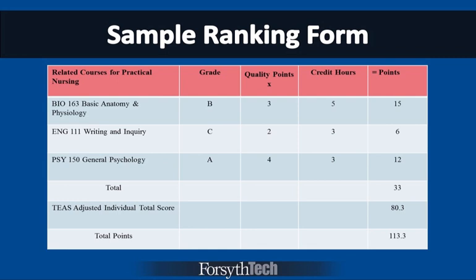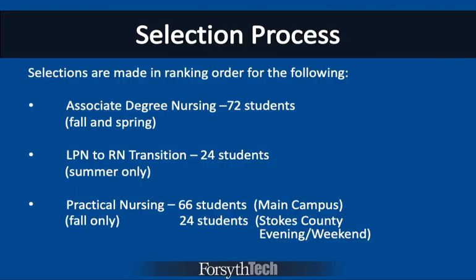Here is an example of a MAR ranking form for a PN applicant. This student has earned a B in BIO 163, which is worth 3 quality points. This is multiplied by the credit hours of the course, which is 5, for a total of 15 points for this course. This student has a total of 33 related course points, which is then added to the student's TEAS total score for a total ranking score of 113.3.